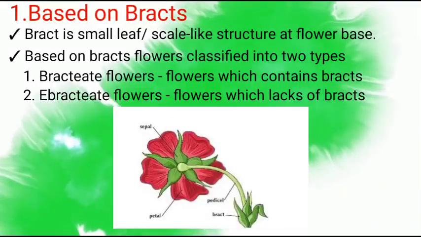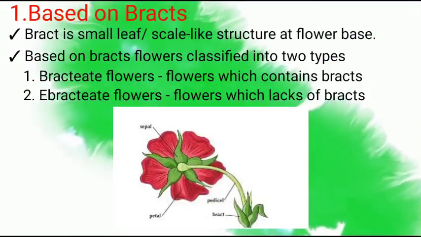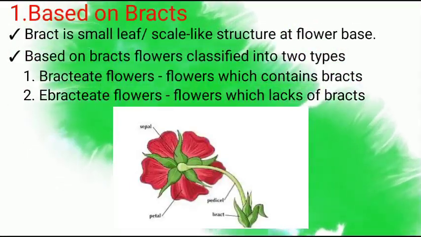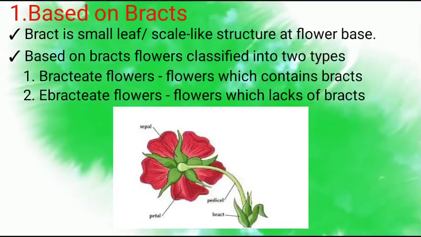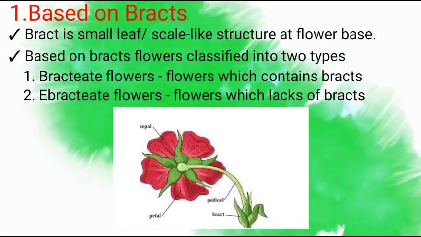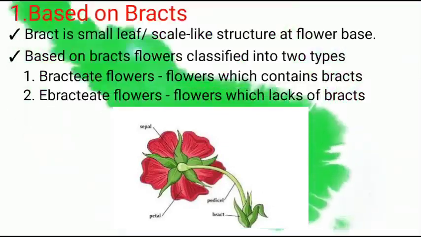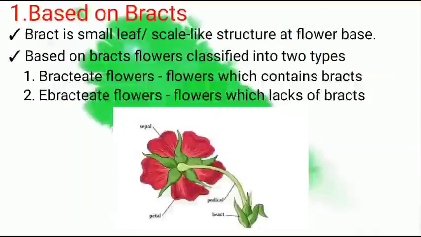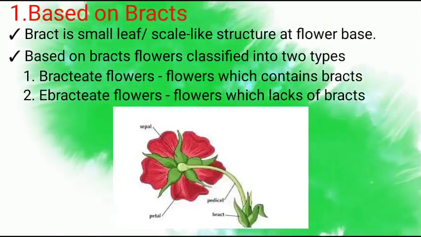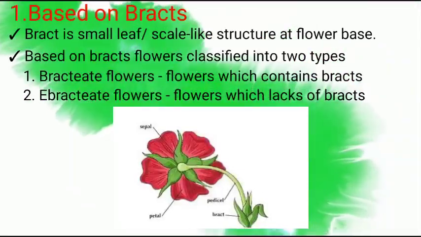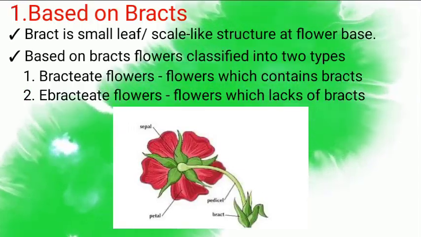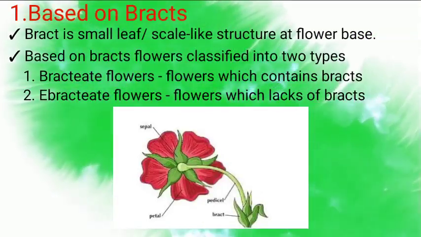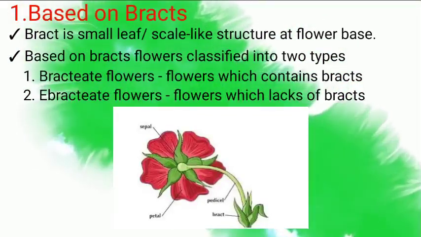The very first aspect of classification of flowers is based on bracts. Bracts are small leaf-like or scale-like structures present at the base of the flower. Based on bracts, flowers are classified into two types: bracteate flowers and ebracteate flowers. The flowers which contain bracts are called bracteate flowers. The flowers which lack bracts are called ebracteate flowers. Let's see in the picture also the leaf-like structures present at the base of the flower, which are called bracts.